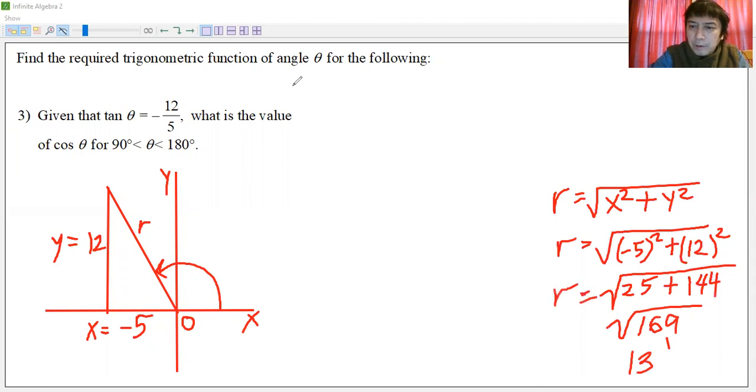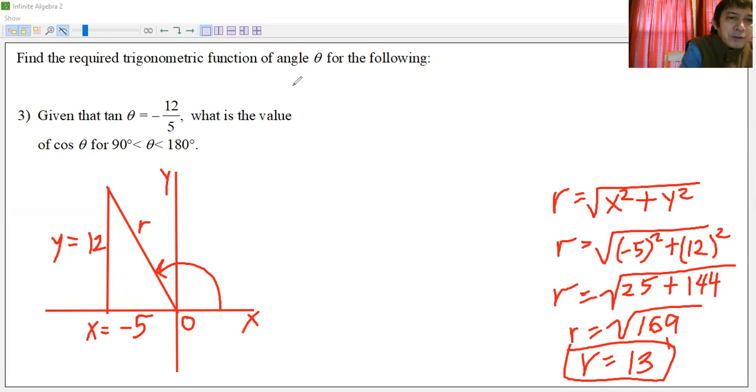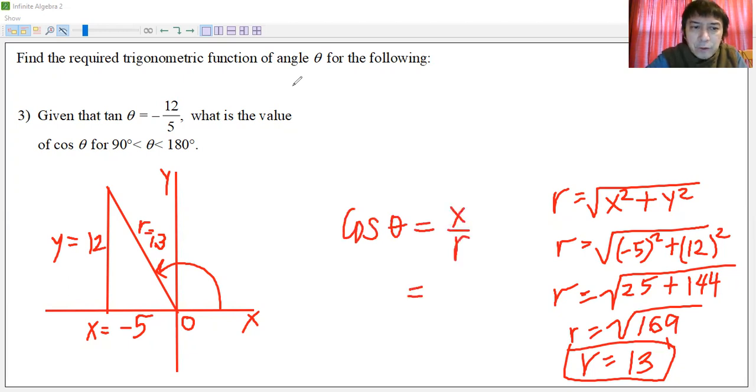And that's it. r is equal to 13 there. Let me write clearly. All right, so we can now determine our cosine. This will be a negative cosine of the second quadrant, and that will be cosine of theta is x over r, and this will be negative 5/13. This will be our cosine of theta there.